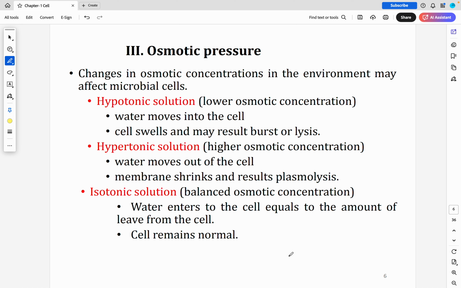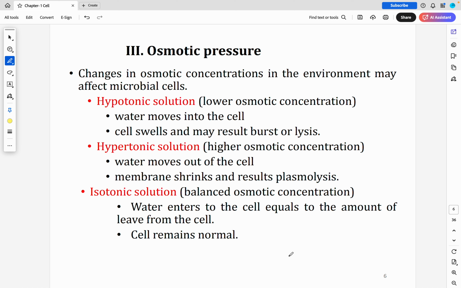Then we have hypertonic solutions or environments. The external or the ambient has a higher osmotic concentration relative to the internal environment. Water moves outside the cell to dilute the ambient, and membranes shrink, resulting in plasmolysis.